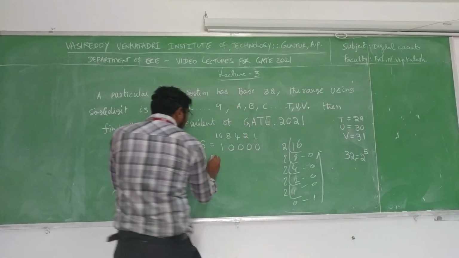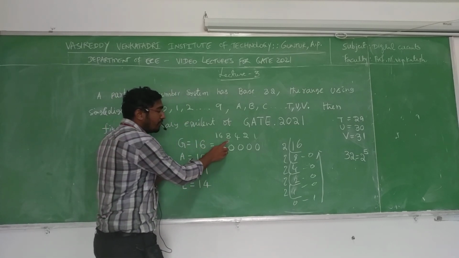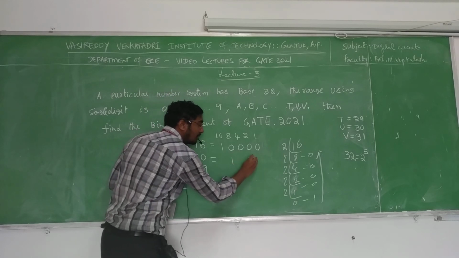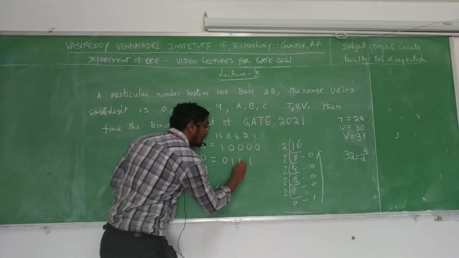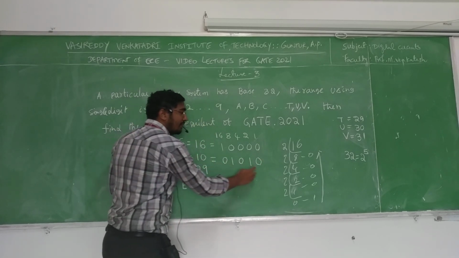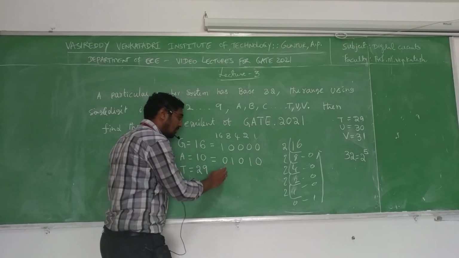Okay, then A is 10. How to get 10? Add the weights and get 10. We know that 8 plus 2 is 10, so at the places of 8 and 2, I am writing ones, and the remaining three places are zeros. So 10 is 1 0 1 0, we all know that, but we need it in 5-bit format, so it is 0 1 0 1 0.